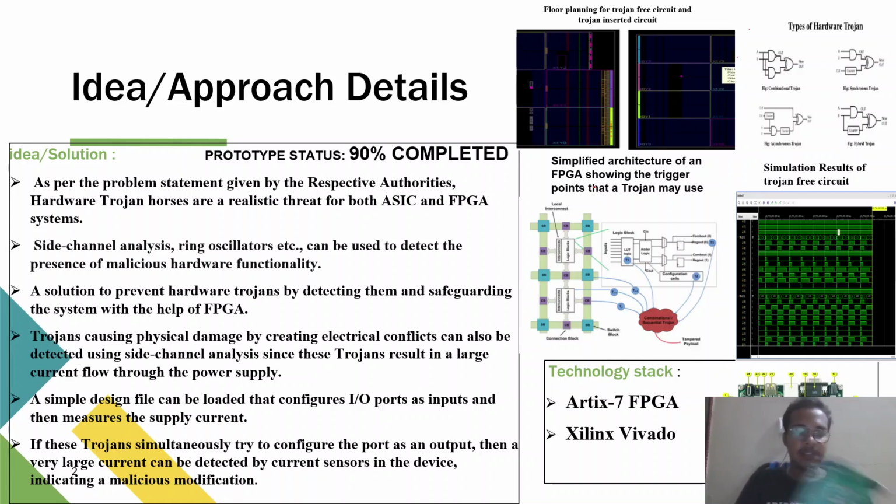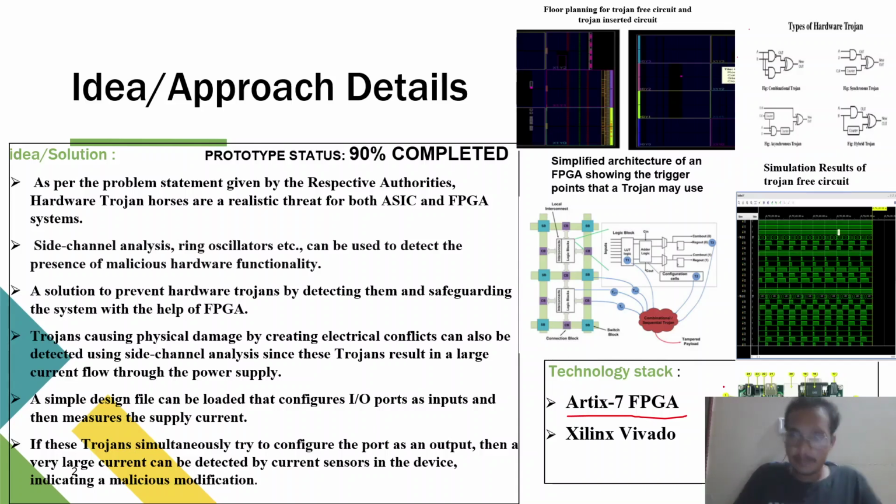This is for basic purposes only. For implementing this type of project we need the Artix 7 FPGA that I have mentioned here. As you can see, the Artix 7 field programmable gate array looks like this, and it costs around 29,000, but we can simulate it in Xilinx Vivado. For the basic prototype this is enough. We have already completed 90% of the prototype, and the simulation part will not be shown in the video because of copyright.